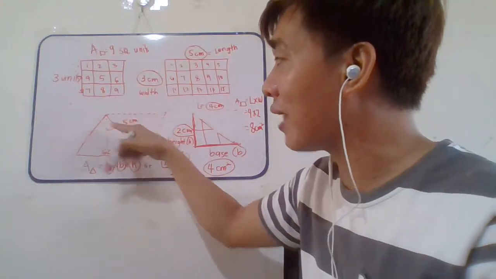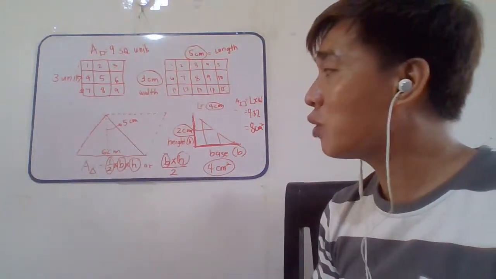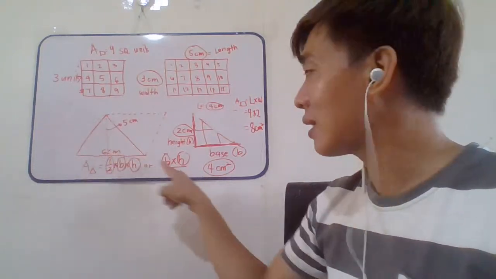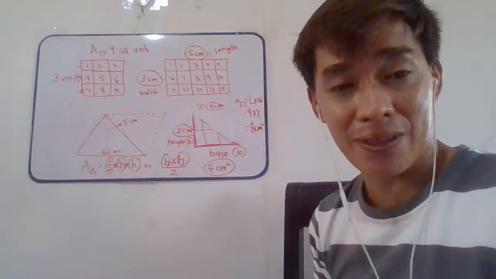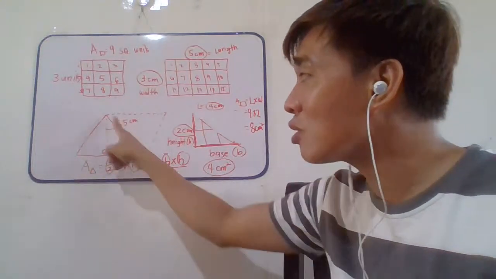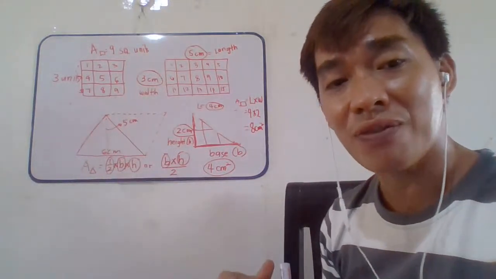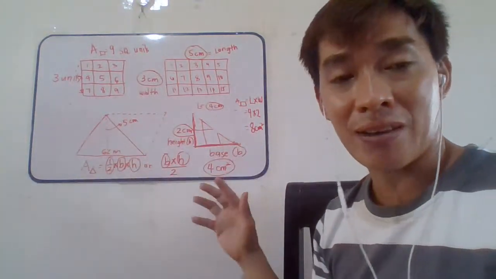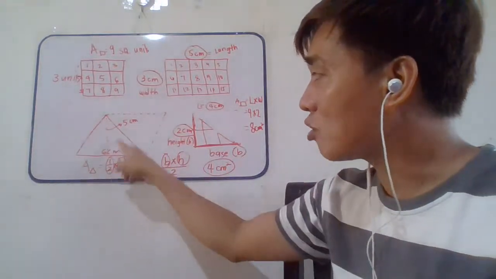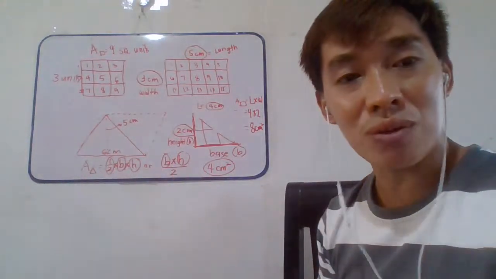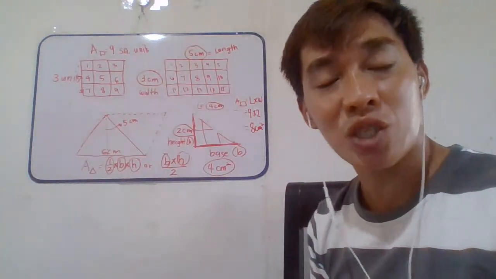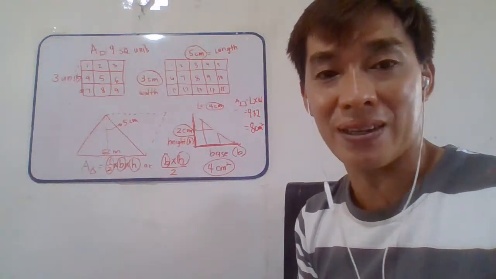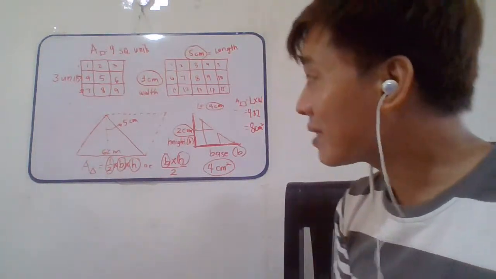Now, if you are to get the area of this triangle, all you have to do is multiply the base and the height. Base, which is 6, times the height, which is 5. That will give us 30. Then after that, you divide it by 2 because a triangle is only half of this parallelogram or half of the rectangle. So base times height, which is 30, divided by 2, will give us 15 square centimeters. That's how we get the area of the triangle. Okay, so I hope it's clear now.